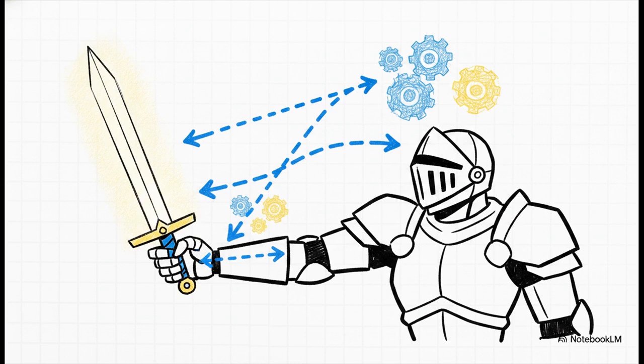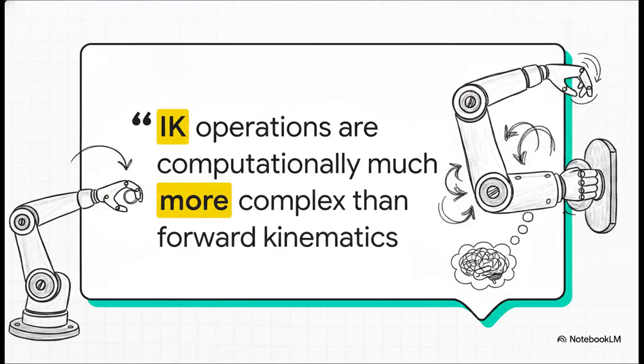So, here's the crucial point. You know the target, but your computer has to rapidly calculate in reverse how all the joints must bend to get the hand exactly there. Without this reverse math, characters would just float above the ground, and factory robots couldn't dynamically grab moving parts on an assembly line. And this is exactly why IK operations are computationally much more complex than forward kinematics.